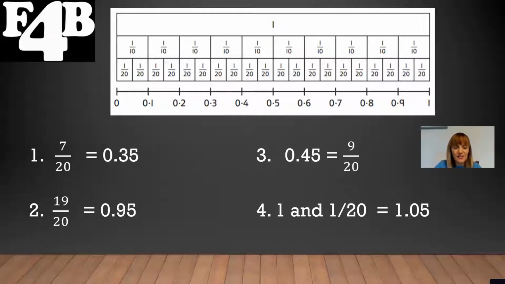Here are the answers. 7/20ths is the same as 0.35 because it's halfway between 0.3 and 0.4. 19/20ths is 0.95. 0.45 is the same as 9/20ths. And 1 and 1/20th is one whole, and then it's 1.05 because you've got that halfway between 0 and 0.1. Okay, hope you got on okay with those ones.